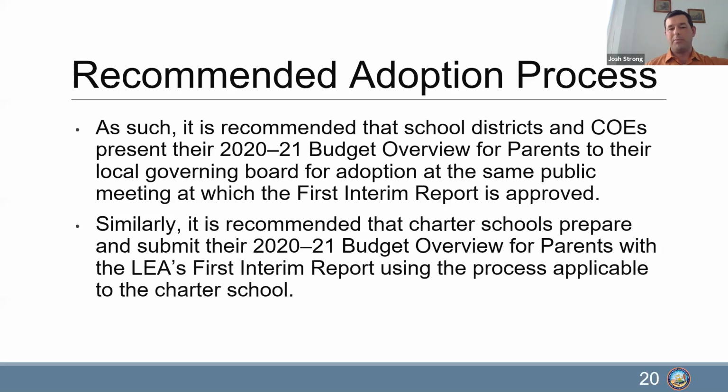And so any public input that would inform the development of the actions and services and the planning that goes into those budgeted expenditures will have concluded by the time that the budget overview is brought to the governing board with the first interim report.